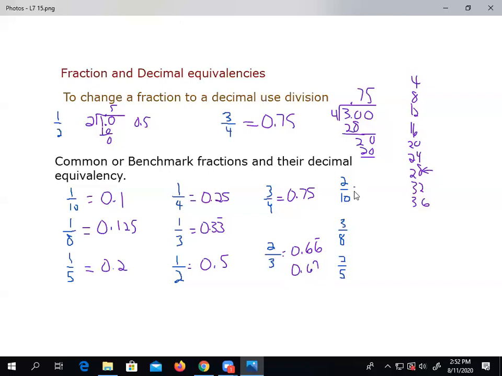2/10 would be just, again, 0.2. 3/8 would be like 0.375. So if you're a machinist, these are things you would have to know, have to have memorized. And 2/5 would be like 0.4. So those are some common fractions that, if you have them memorized, it's very powerful as you move back and forth between fractions and decimals.